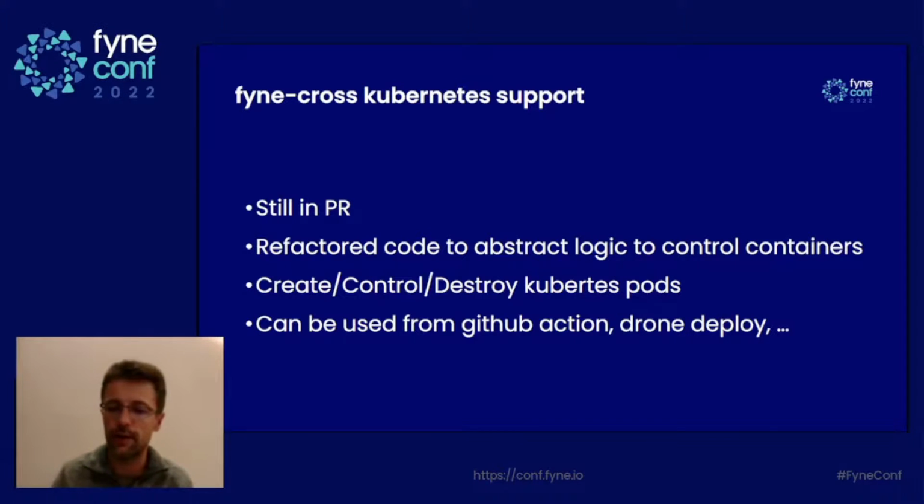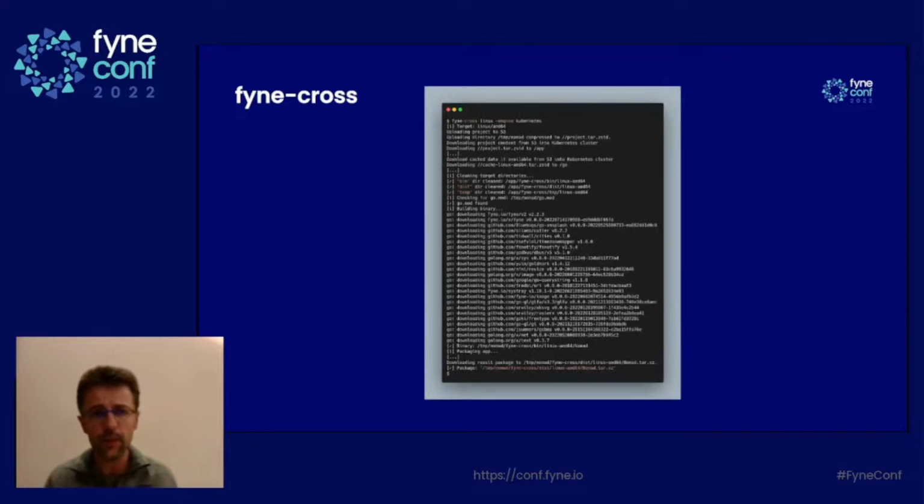There is a lot of open source implementation and alternate services, so you don't really depend on Amazon for having a S3 storage. And from there, you can actually run the same FyneCross, but with the Kubernetes engine from your GitHub action or a Drone deploy, which make your life quite easier, and you can actually leverage that simplification.